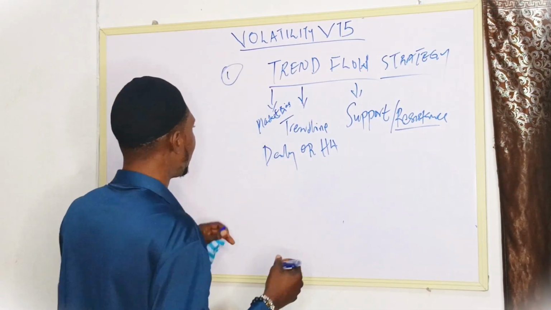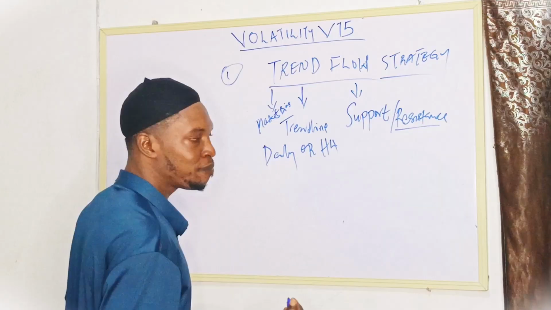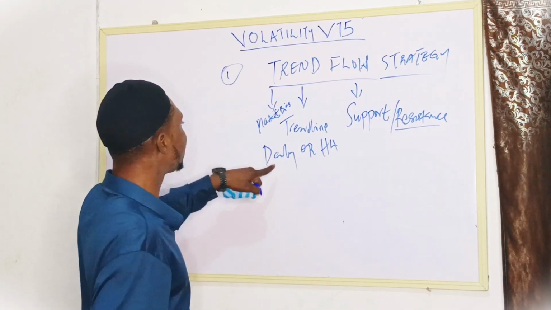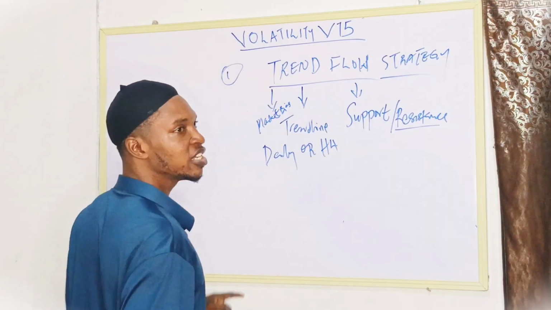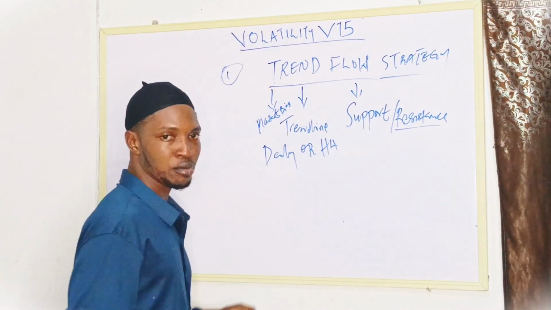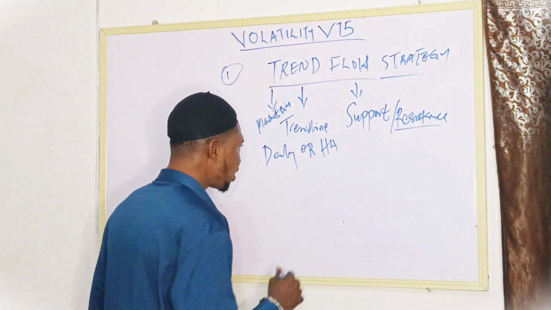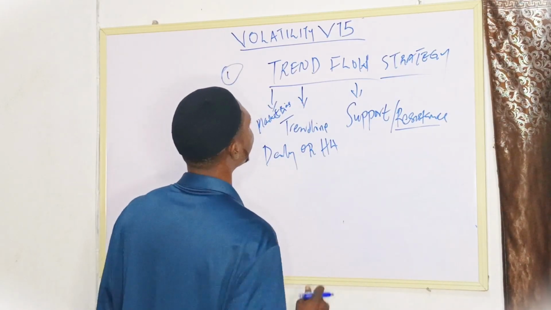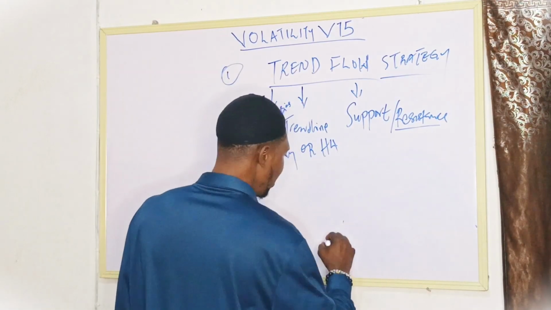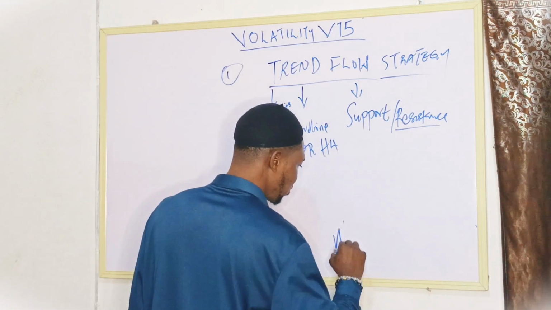So now that we are looking out for a buying market, that means that when you go to the daily time frame or H4, you're seeing a structure that tells you that this market is actually bullish. So once you've done that, you come down to the 1 hour time frame. Remember, for efficiency, you must apply this strategy on the 1 hour time frame. So you want to see something that looks like this.